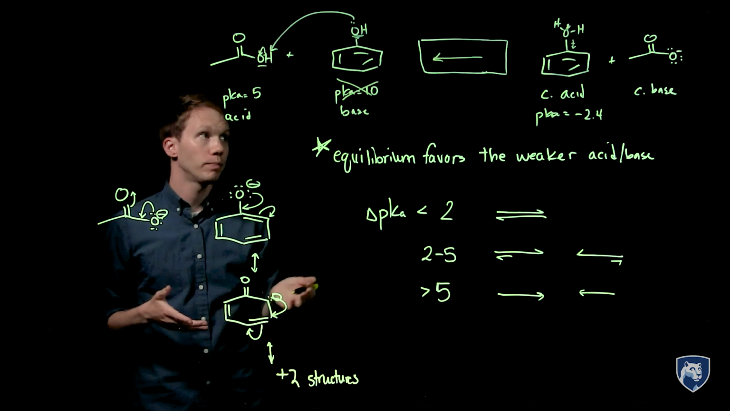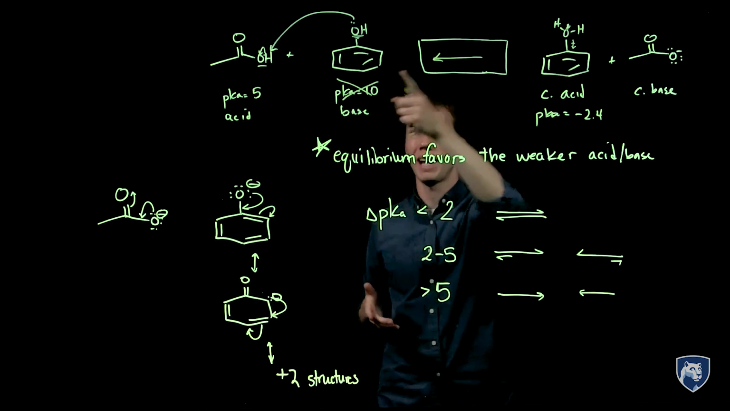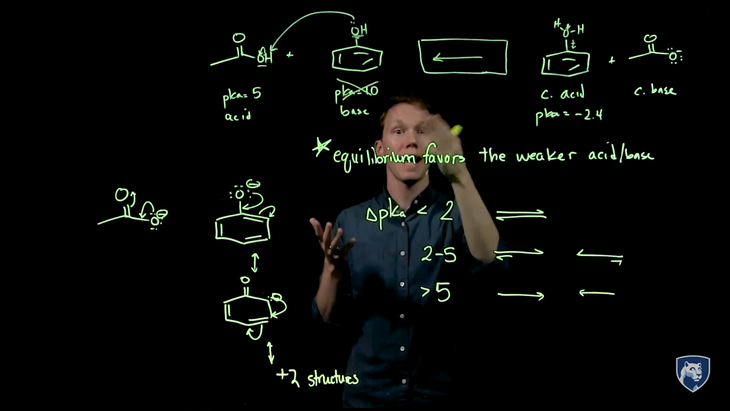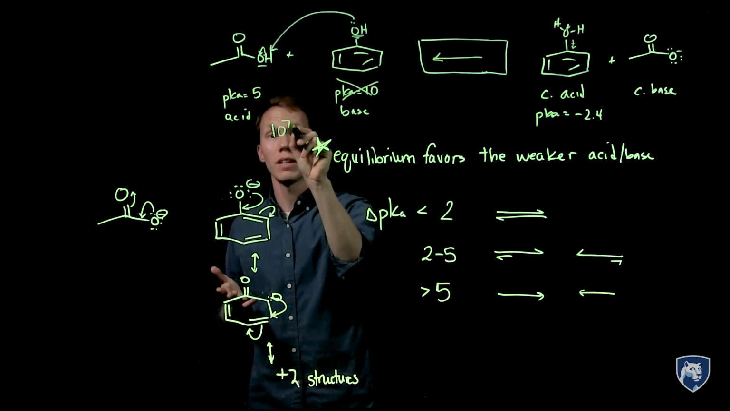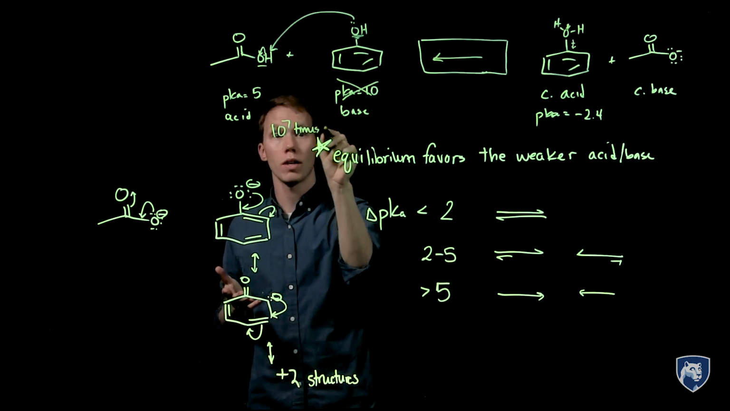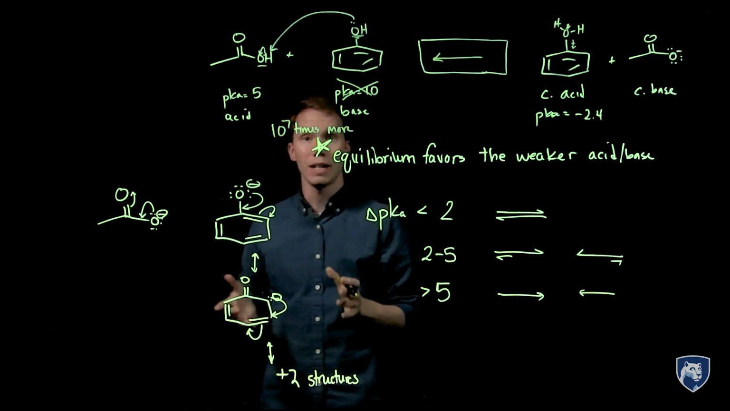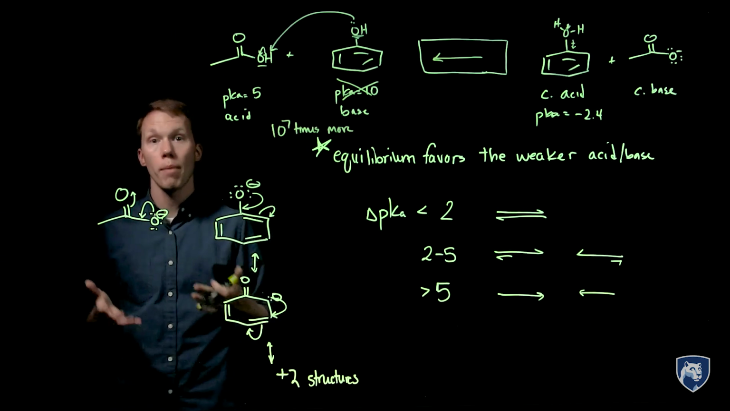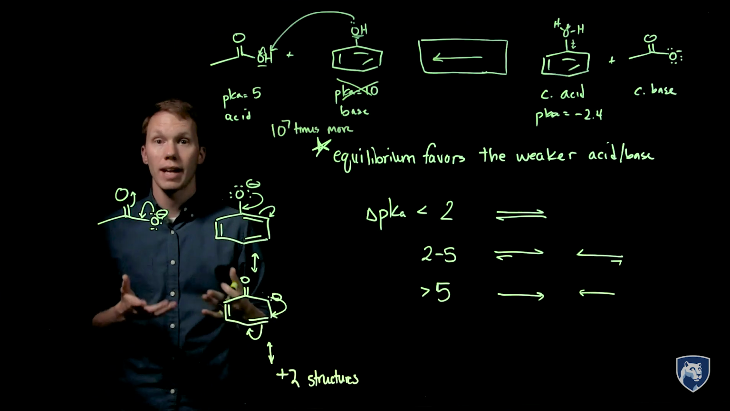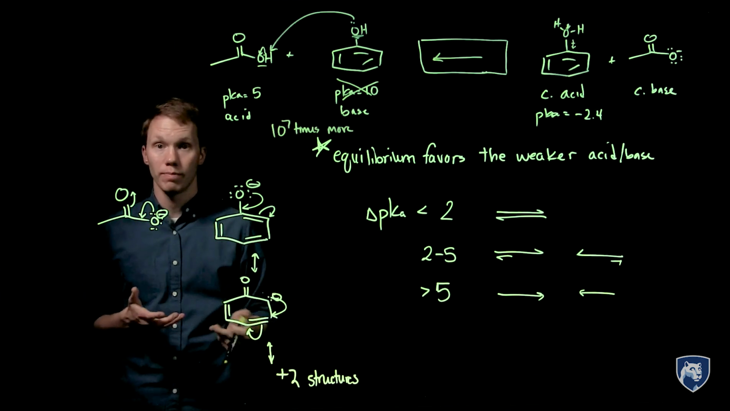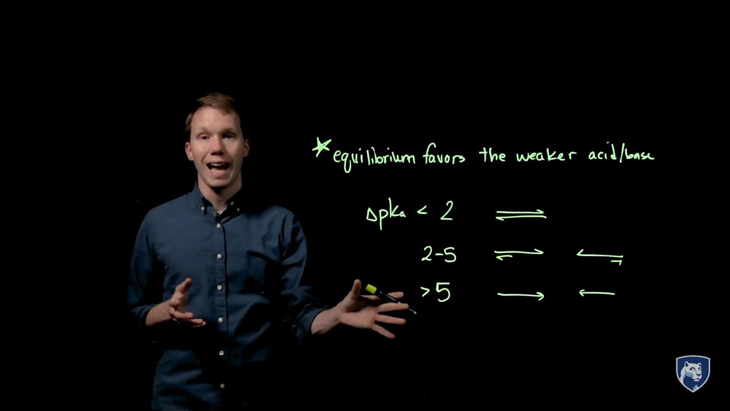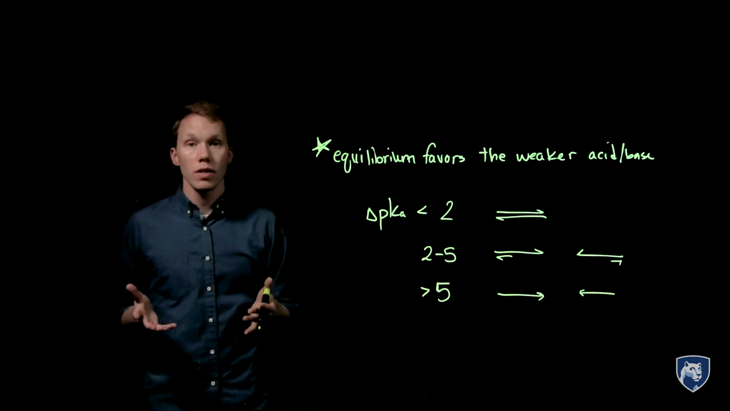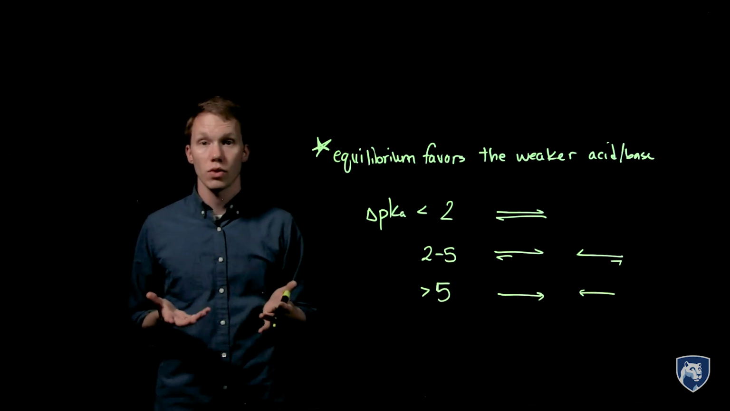If I want to protonate phenol in this way, would I choose acetic acid as an acid to do this? No, because we're going to have 10 to the 7th times more reactants at equilibrium, according to the difference in pKa. So this allows us to choose appropriate acids or bases to carry out the things that we want them to do. Now this is just a guide, and it will vary from person to person as far as what the criteria is. There are some exceptions to this, and those are the strong acids.